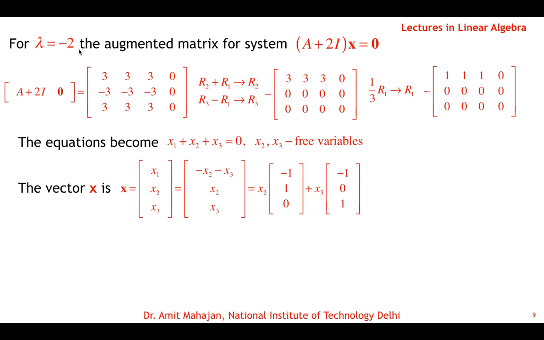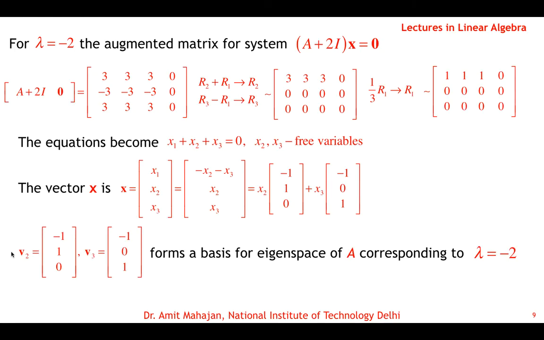For lambda equal to minus 2, the geometric multiplicity is the same as the algebraic multiplicity. Okay, so in total we got three vectors for a 3 by 3 matrix, so clearly the matrix is diagonalizable. Okay, so this vector and this vector we call v2 and v3, they form the eigenspace corresponding to lambda equal to minus 2.